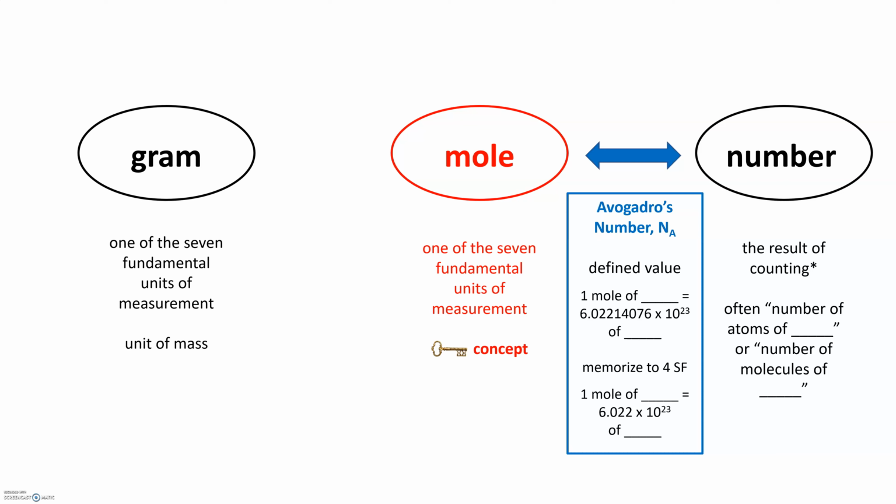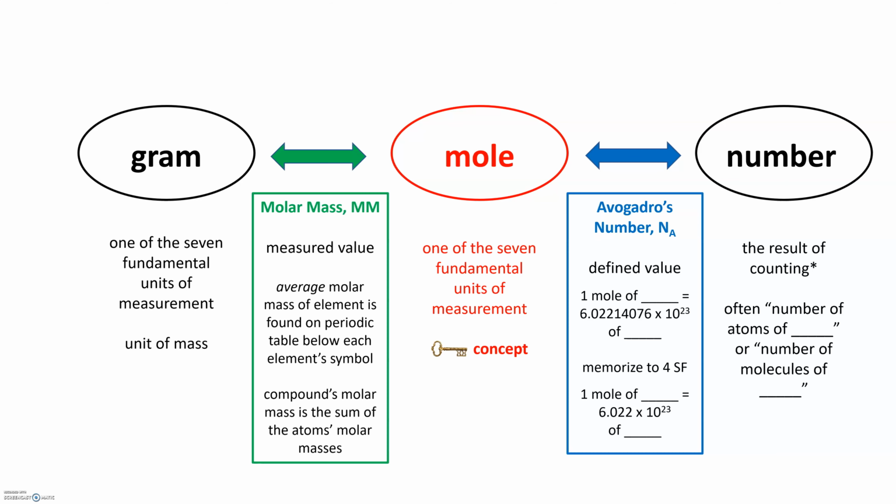All right. That's not helpful, though, because we don't live in the world of counting little numbers, so we are back to our handy-dandy gram, another one of the 7 fundamental units of measurement. It's our unit of mass. So we need a way of connecting that, and our connection was molar mass, which we abbreviate MM. This is actually a measured value. The average molar mass of an element is that number right underneath the element symbol. And when we have a compound, the molar mass, we're going to add up the sum of all the atoms in the compound, all of their molar masses.